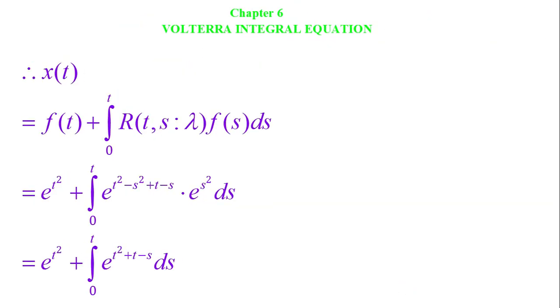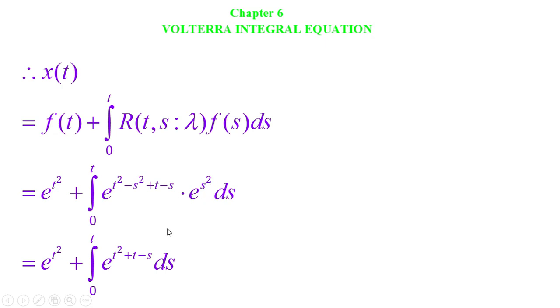Now the solution of it. And what is the solution? We know that the solution of the Volterra integral is f of t plus the integration over 0 to t of the resolvent kernel times f of s ds. So putting the function, in place of f of t, we put e to the power t square, and the resolvent kernel was e to the power t square minus s square plus t minus s. So I put it here, and f of s is e to the power s square.